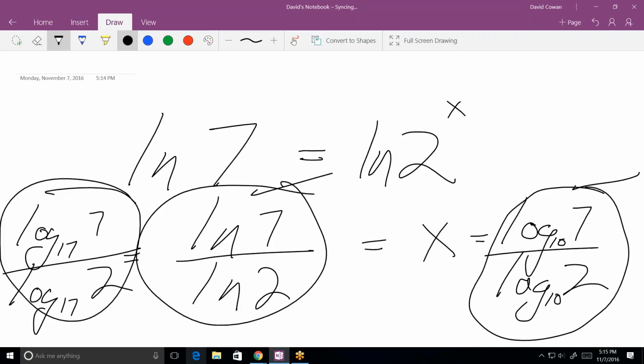I shouldn't say no reason. There are some applications, like earthquake Richter scales, that are based on common logs. So it's not like common log isn't a part of the real world. It is. But all of your calculus uses natural log for the most part.